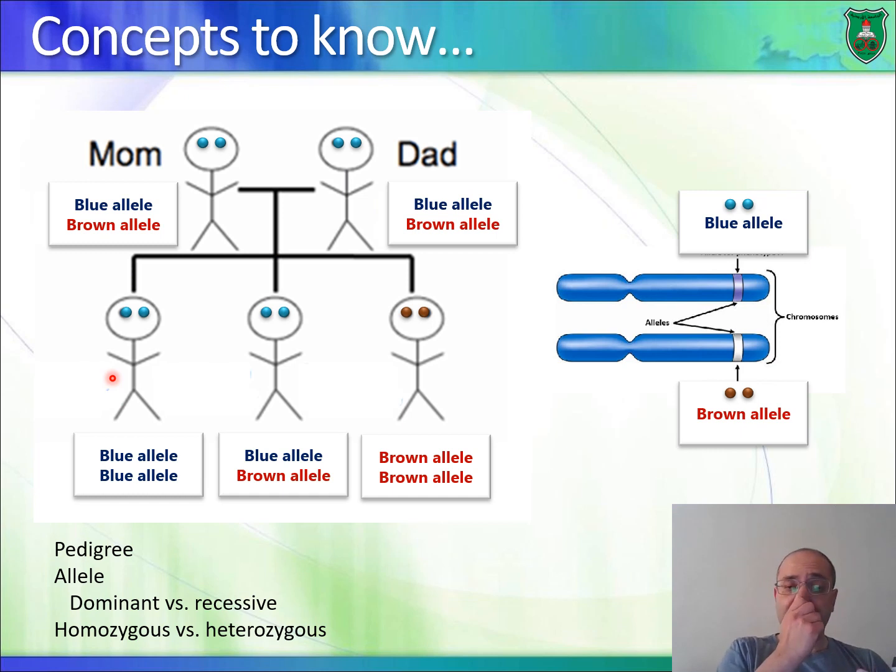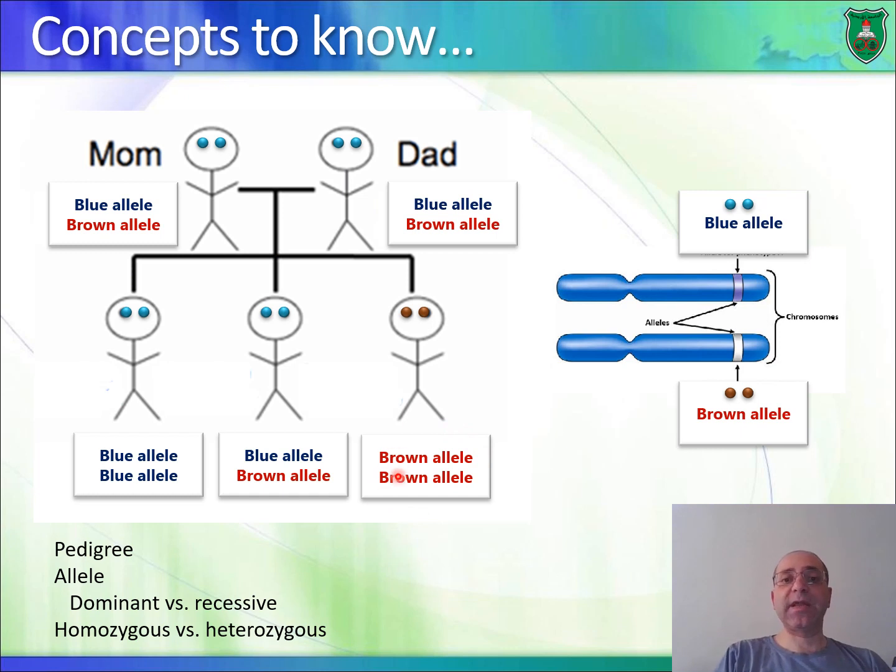So let's say that the blue allele is dominant. This means that if a person is heterozygous, the blue allele would win and the person would have blue eyes. Now this person is what we call homozygous because both alleles are exactly the same. This person is heterozygous because both alleles are different. And this person is homozygous.